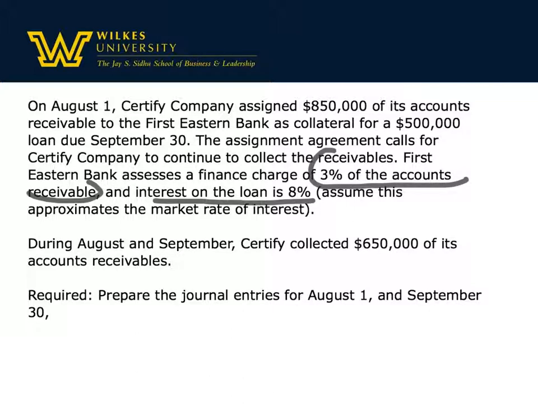So you've got a couple entries right here. The first is the August 1st entry. Then when you read some more, you find that the company collected $650,000 of its accounts receivable during August and September. So prepare the journal entries for August 1st and September 30th.